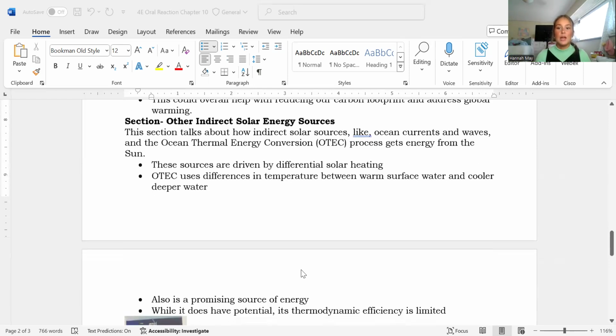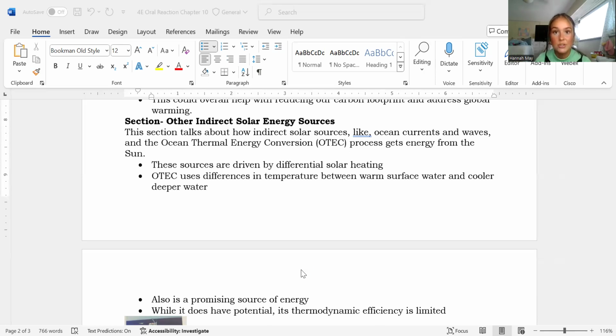This next section is one of the last ones. This one just talks about all the other indirect solar energy sources, like ocean currents and waves. Did not know that was an indirect solar energy source. Which brings us to the OTEC, or the ocean thermal energy conversion. And this process just gets its energy directly from the sun. I didn't know all of these would be called indirect solar energy sources. I don't know why they're called solar really, but all these sources are driven by differential solar heating.